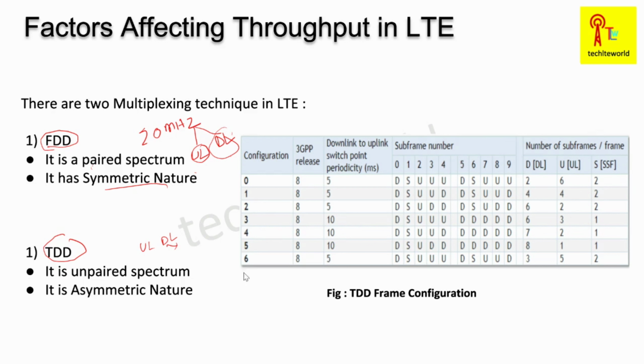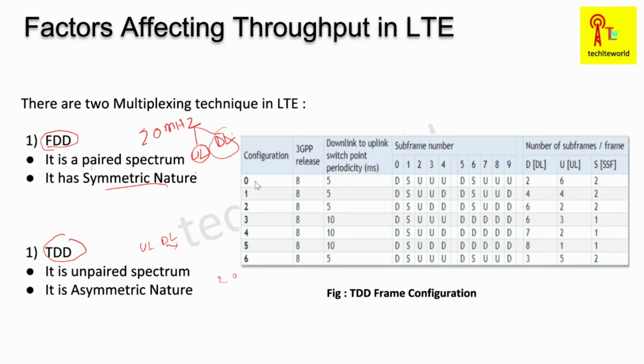Because in TDD this 20 megahertz bandwidth is distributed across the entire UL and DL. Sometimes it can happen that UL can cover a large portion of this 20 megahertz bandwidth, and sometimes a large portion of the bandwidth can be covered by the DL. So it is user specific, depending on the use case.